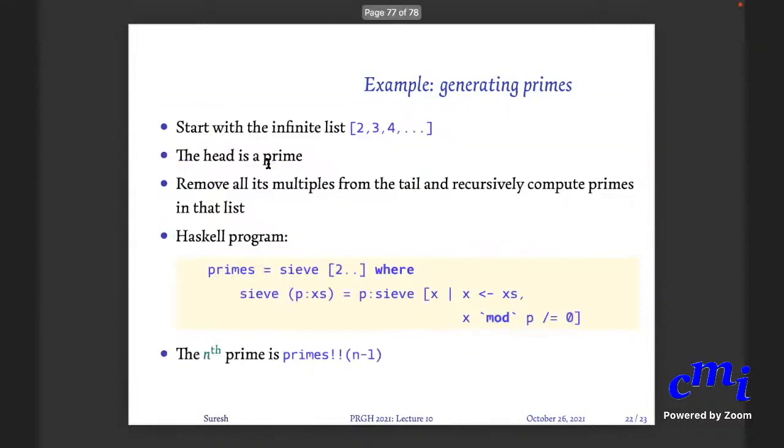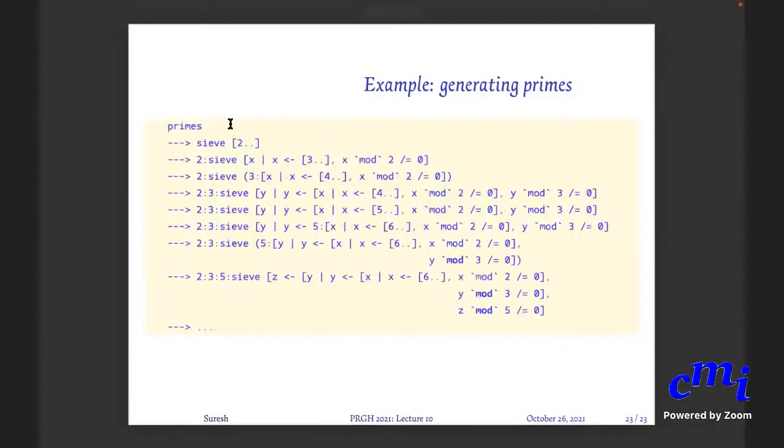So recall that if you have p colon x's, then it is p colon whatever. Here you have to use x's. Okay. So you pull out the p here to the output, and then you do some modification to x's. That's what you're doing here. 2 dot dot is nothing but 2 colon 3 dot dot. So you pull out the 2 here, and in 3 dot dot you want to check. You want to do the sub list where you want to eliminate everything that is divided by 2. Okay, and you retain the rest, and then you have to apply sieve on this.